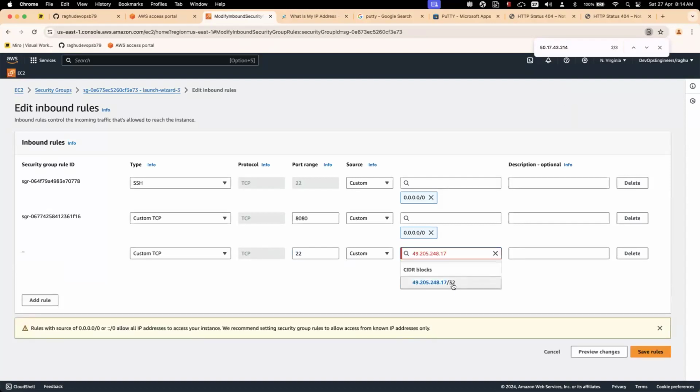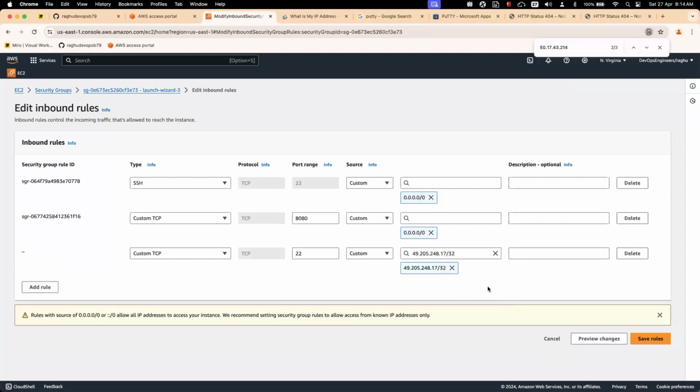So you have to give /32. What is this /32 and all? You'll understand later. But for now, a single IP will be with /32. You give it and save the rule. So that means you're allowing only one guy. You remove this, by the way. By giving a custom, a particular IP address of the user, I can allow the particular users. Yes. So the remaining 90 users cannot access, right? Correct.